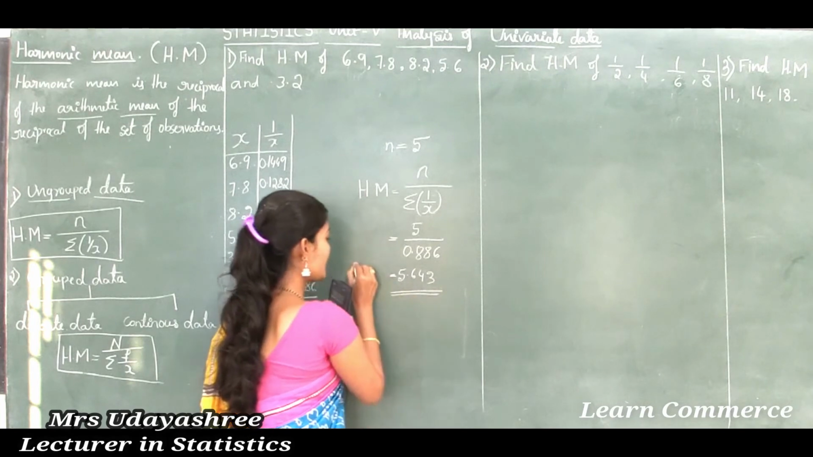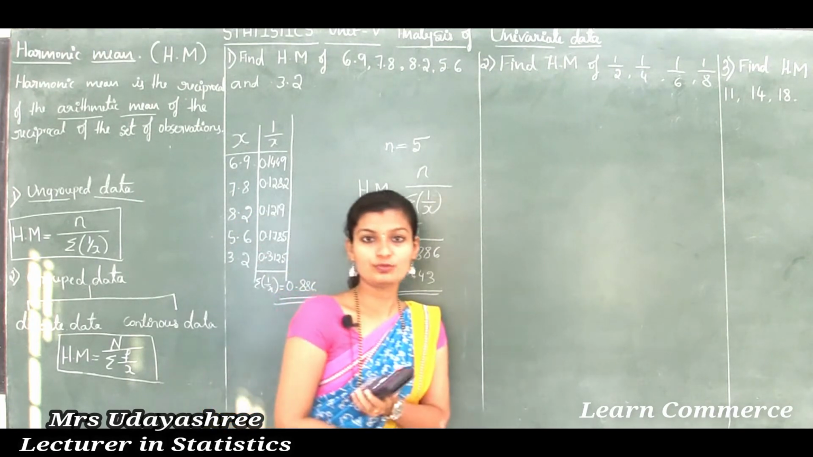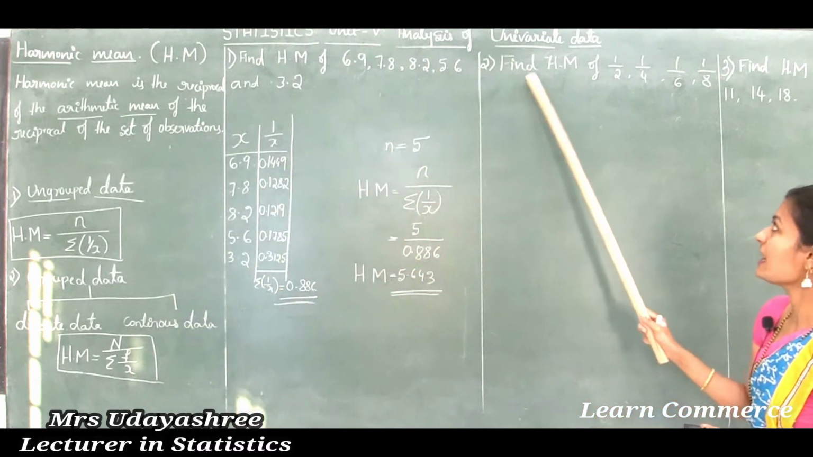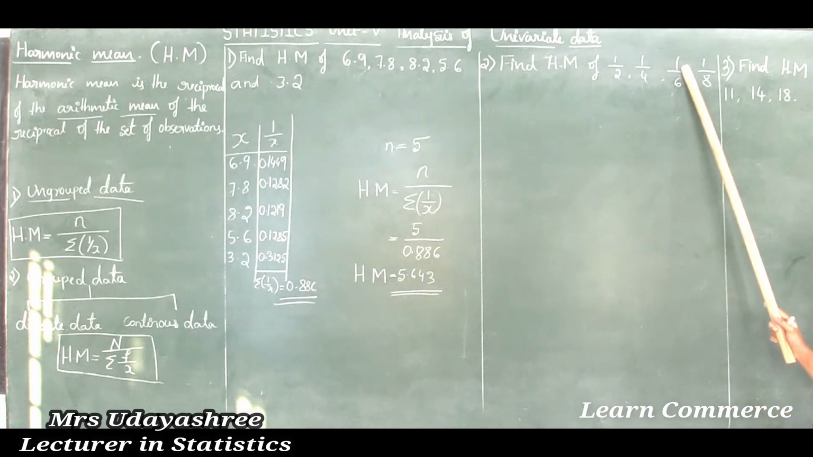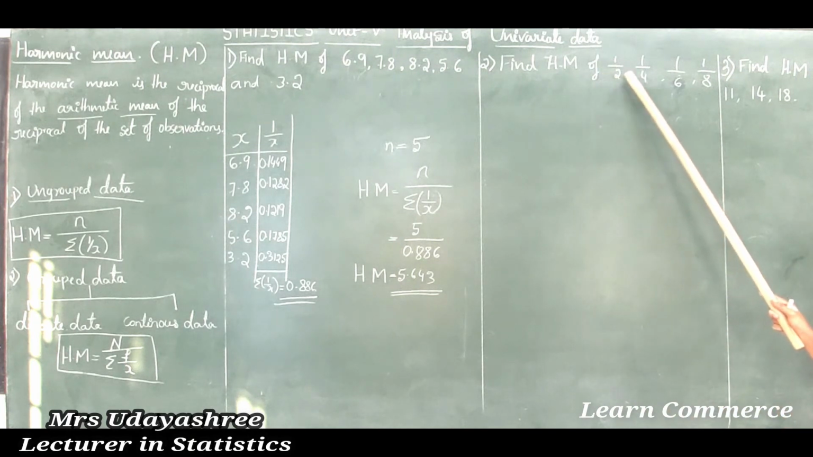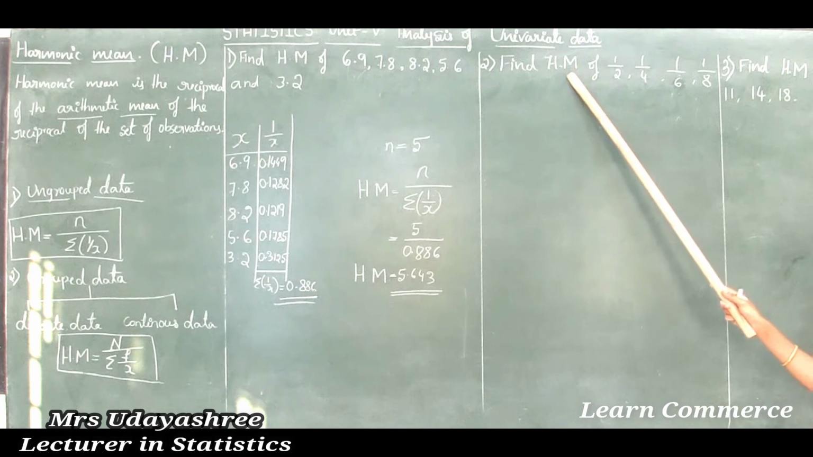So this is harmonic mean for this problem. Okay, next move to problem number 2. Problem number 2 is find harmonic mean of 1 by 2, 1 by 4, 1 by 6 and 1 by 8. See here, given informations are ungrouped data and we need to calculate harmonic mean.